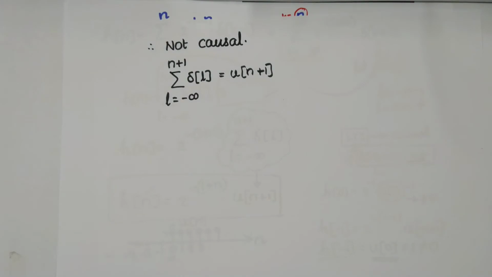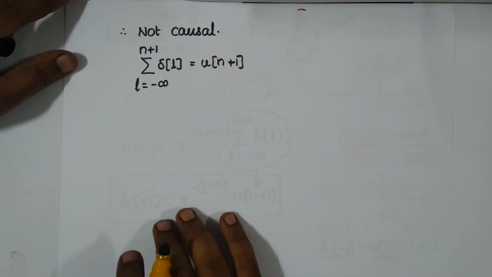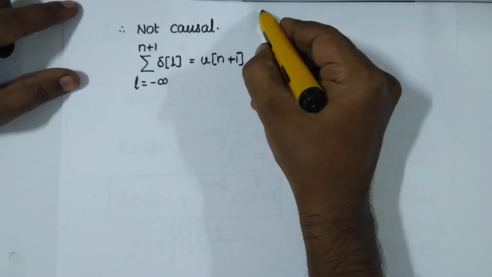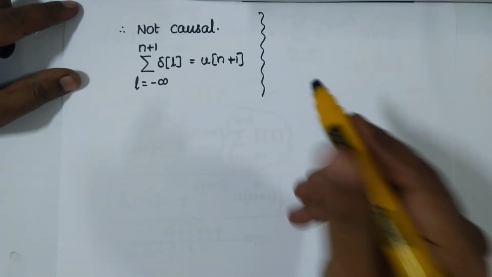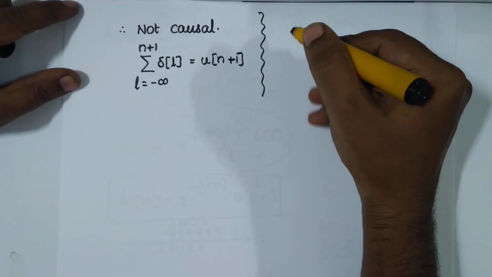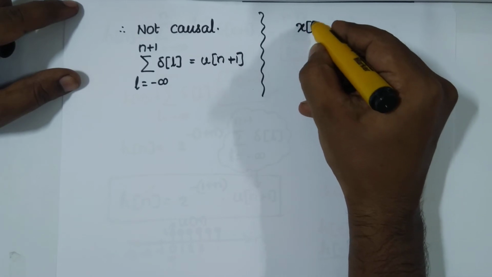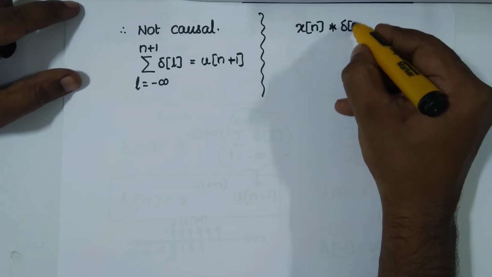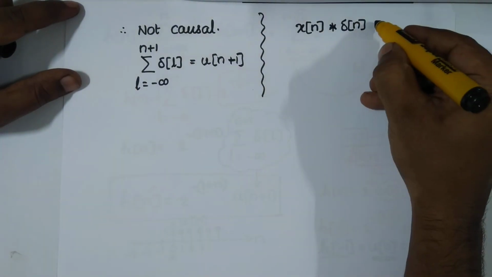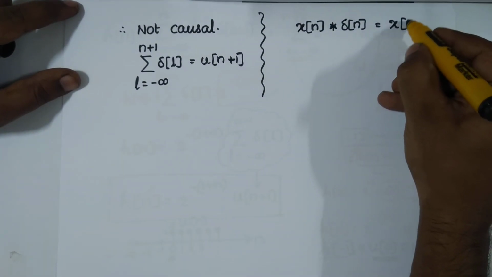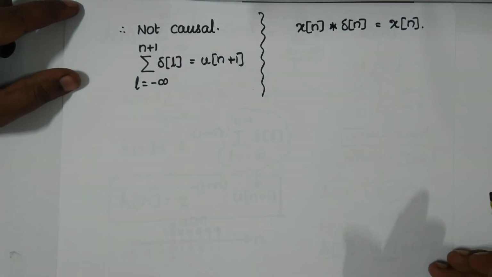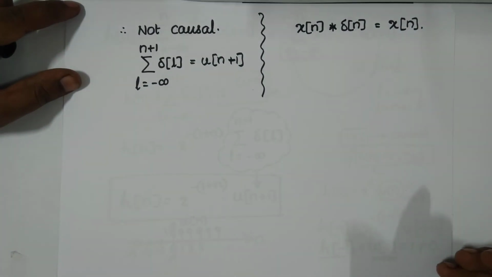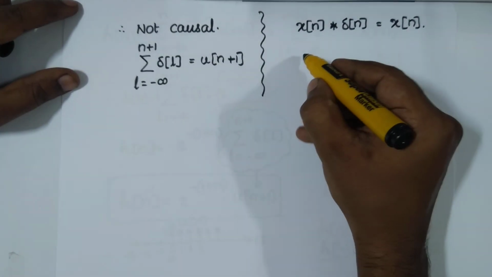Is it difficult here? There is no big deal in this. Let's investigate now. It will take no time. You see, we know very well that any arbitrary signal convolved with the impulse signal is always the same signal. So x of n convolved with delta n is x of n again. Now what we will do is this.